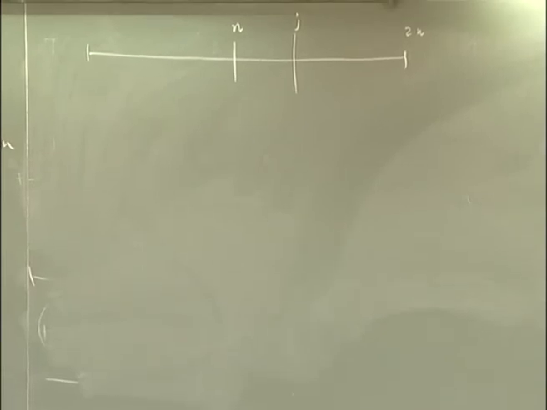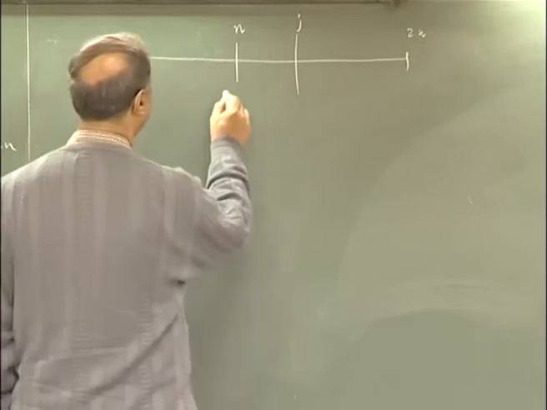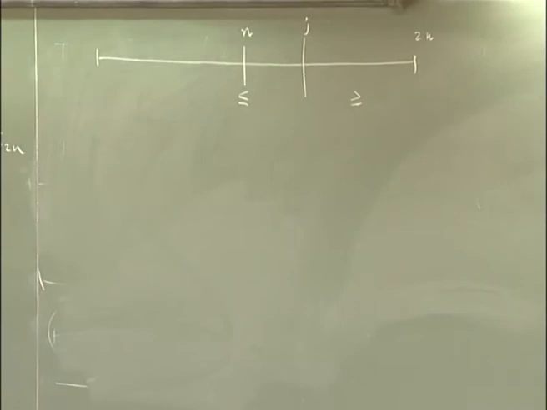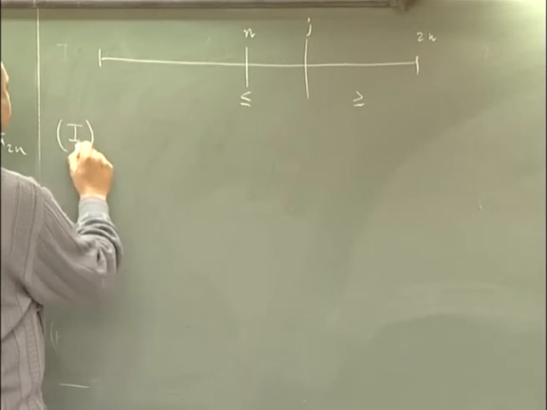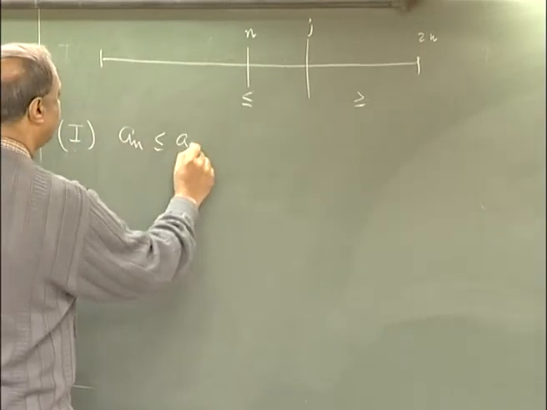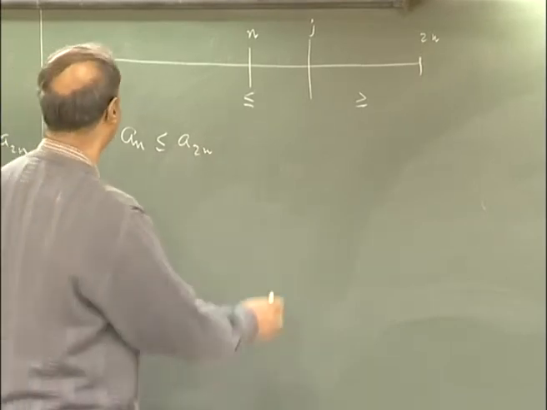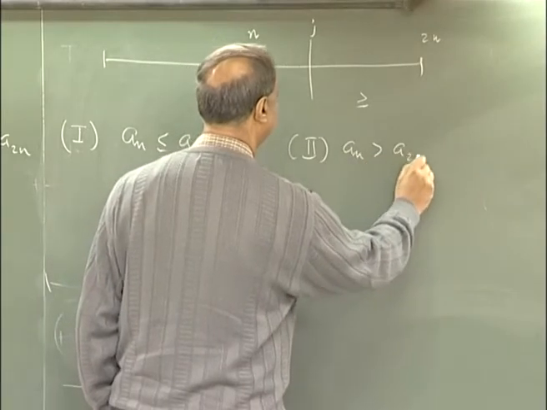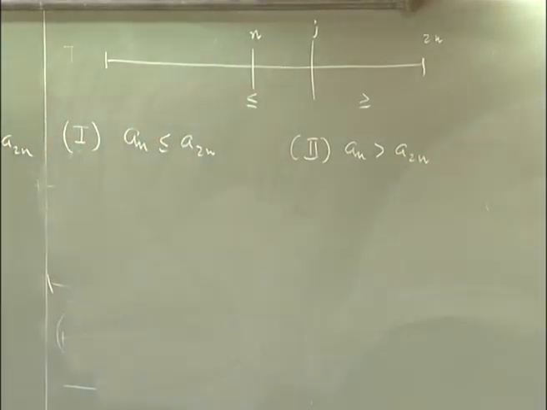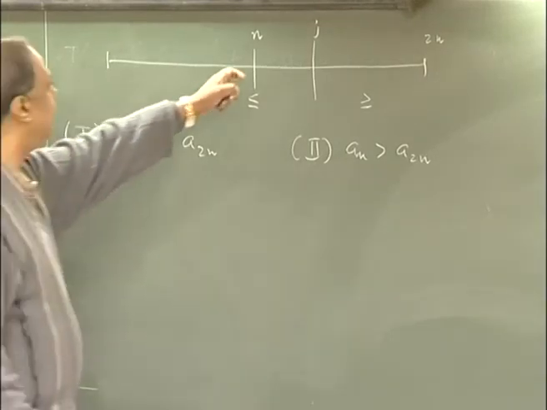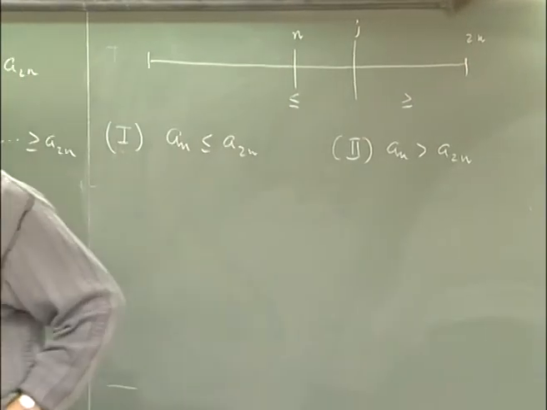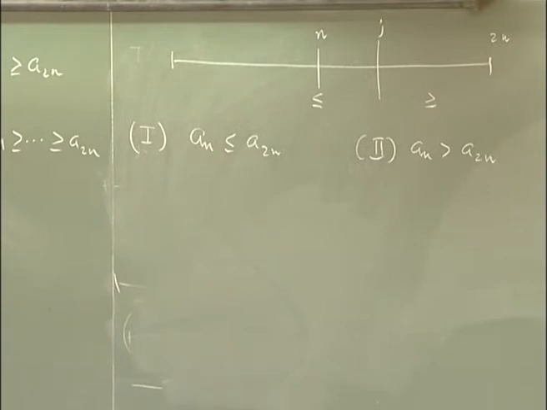Up to this we have done it, and this side it is less than or equal, this side it is greater than or equal. Right? Now, assume there are two possibilities. One case is an less than or equal to a2n, and another case could be an greater than a2n. These are the two possibilities you have. Now let us assume that an is greater than or equal to a2n.